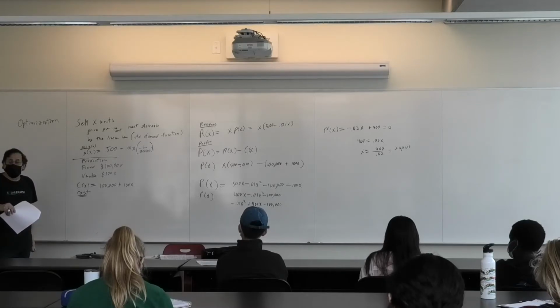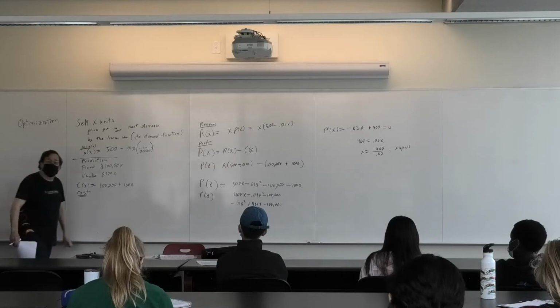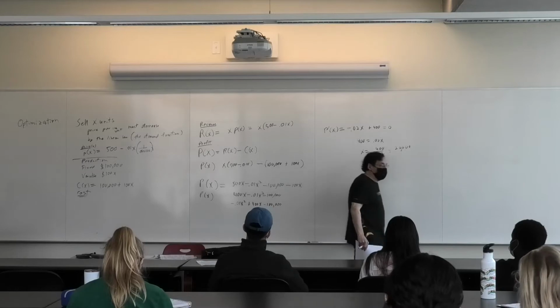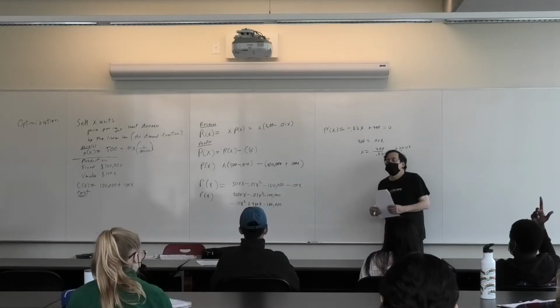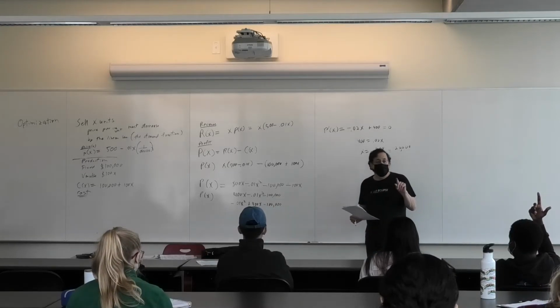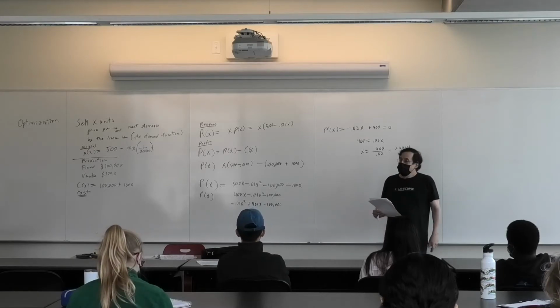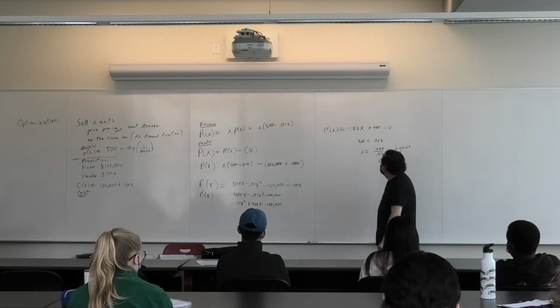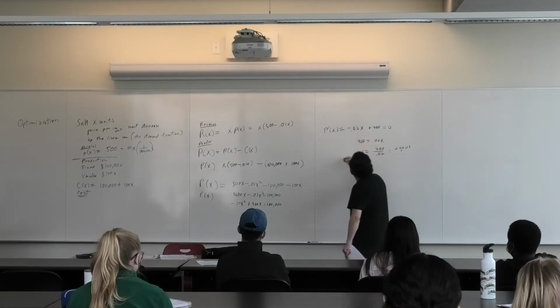What's our strategy for finding out if a critical point is at a maximum or a minimum? We actually have two ways to do it. Yes? Okay, that's one way. I actually prefer that in this case. Let's find the second derivative.